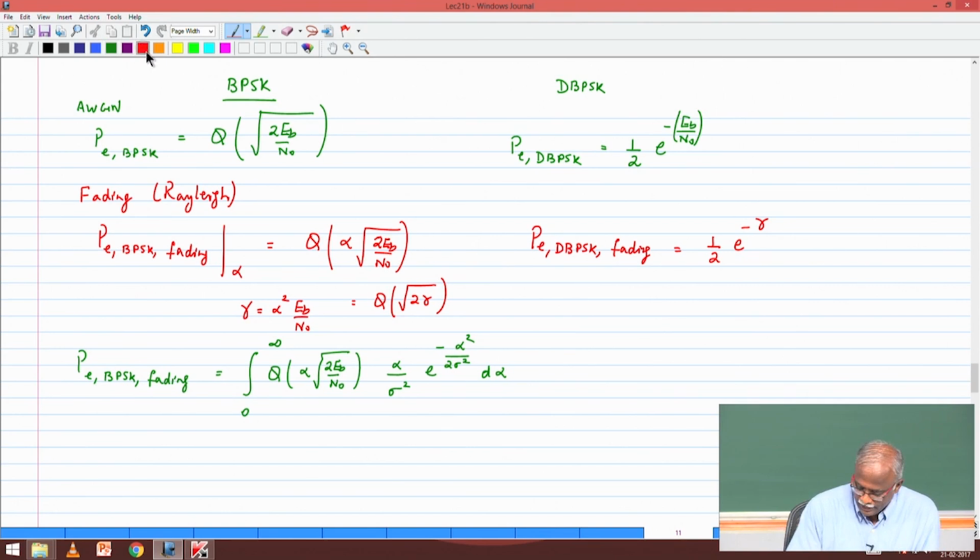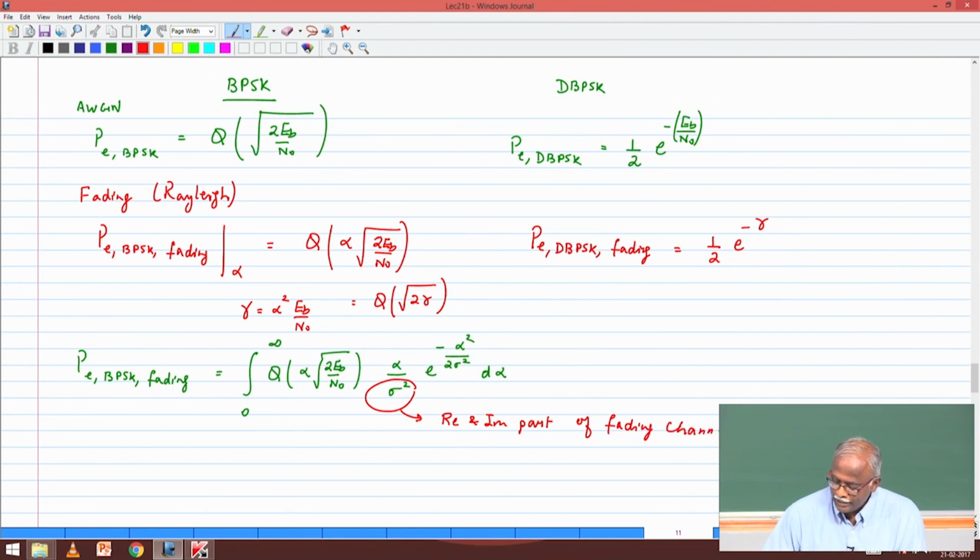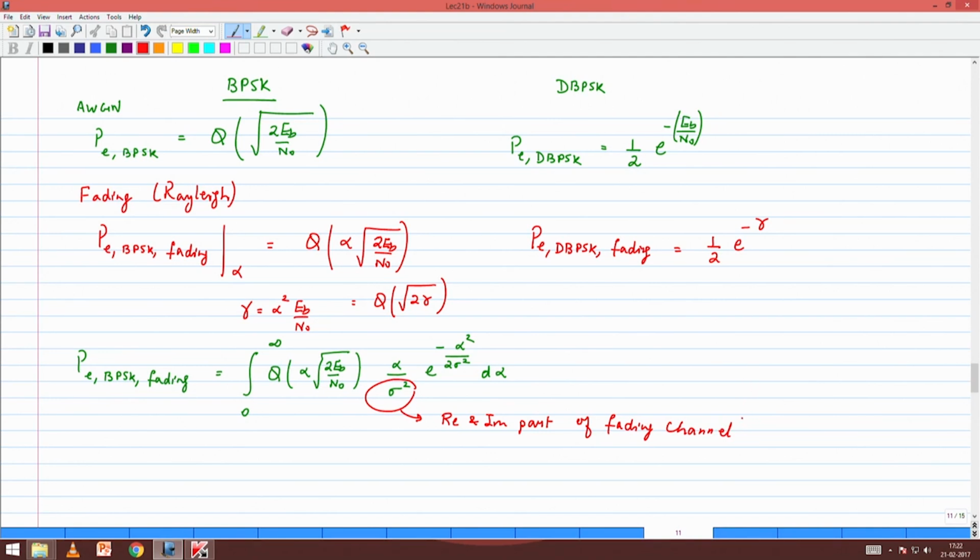Now keep in mind that this sigma refers to the real and imaginary part of the fading channel coefficient, and individually they are both identical zero mean Gaussians. So that's the expression that we have. Now I would have to write down the expression for Q, because I cannot integrate Q directly. So Q of x is, as you know, the integral from x to infinity of e power minus y squared by 2 dy. So it actually becomes a double integral. Please substitute for Q in that expression.